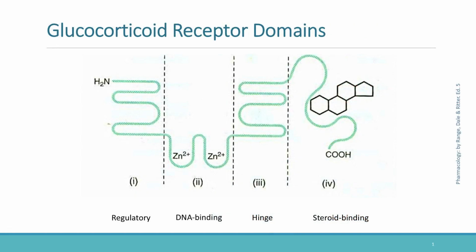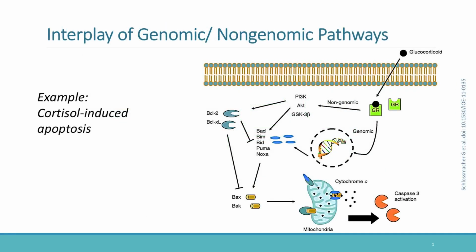The glucocorticoid receptor contains several functional domains. These include regulatory regions, DNA binding domains, hinge regions, and steroid binding regions. The zinc finger structures in the DNA binding region are especially important for gene regulation. This diagram shows cortisol-induced apoptosis as an example of interaction between genomic and non-genomic pathways. Both rapid signaling pathways and delayed genomic mechanisms cooperate to produce the final cellular response. Clinically, this interplay explains why corticosteroids can affect inflammation, immunity, vascular tone, apoptosis, and malignant cell survival simultaneously.